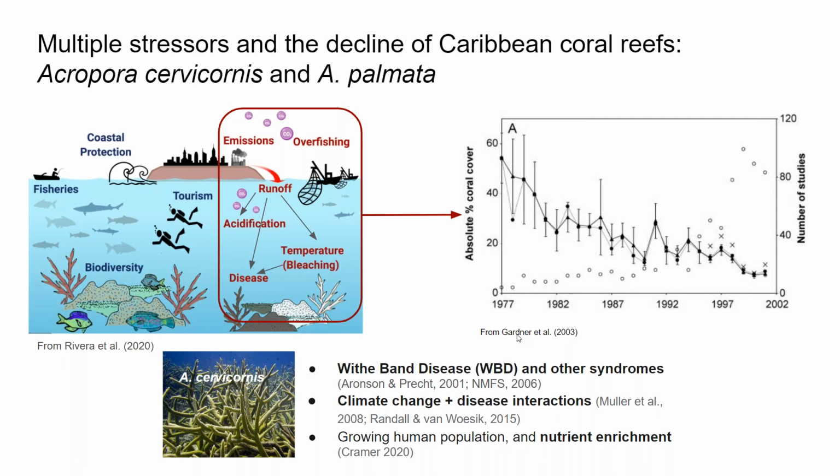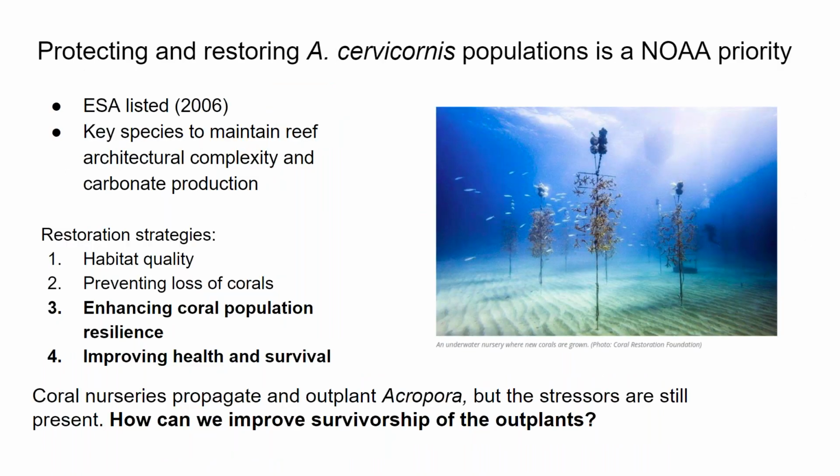And as a result, both species are now listed as threatened under the U.S. Endangered Species Act. The main causes that were reported for Acropora's decline are disease, especially white band disease, but also coral bleaching and reduced water quality as a result of growing human populations in coastal environments.